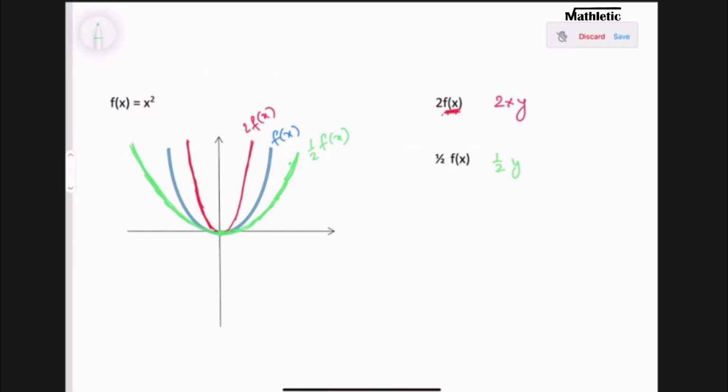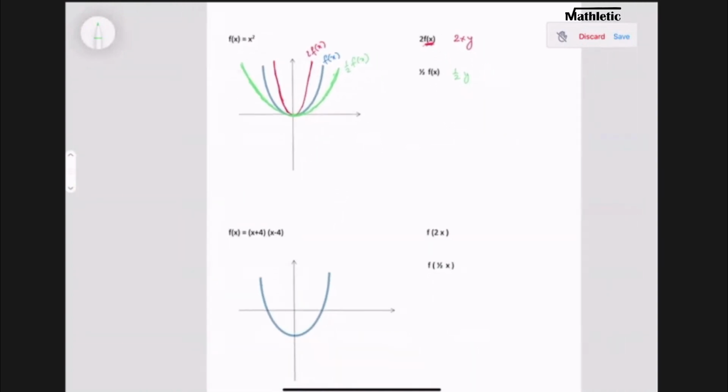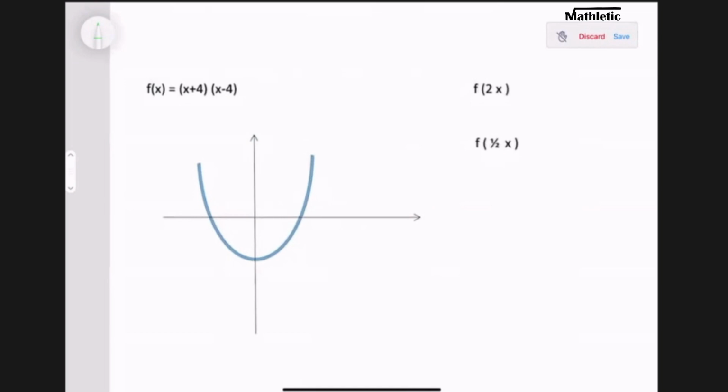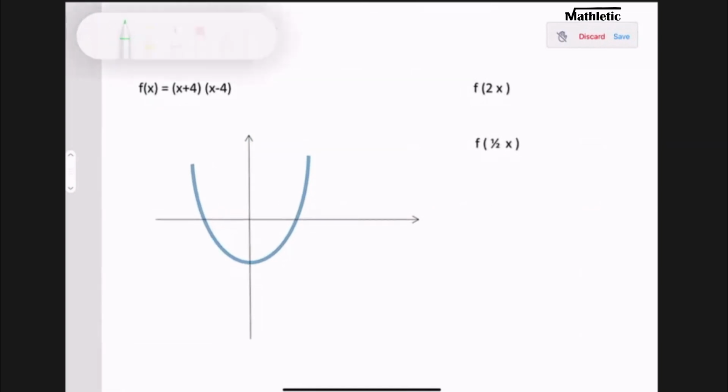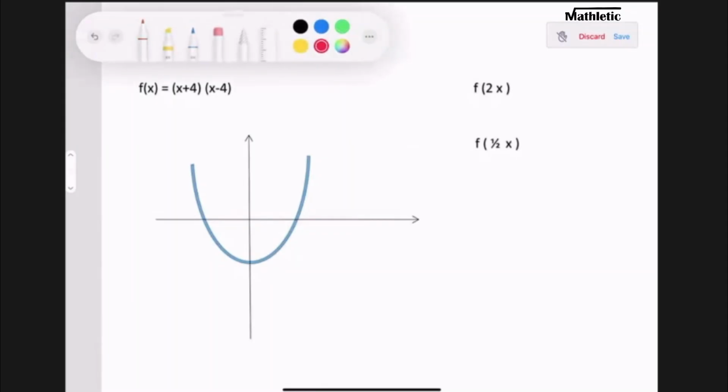So this is actually changing the y coordinates. Next we will see what happens when you actually change the x coordinates. For x coordinates, it has an opposite effect. So you are actually multiplying 2 with the x coordinate, but eventually the x coordinates will be halved.